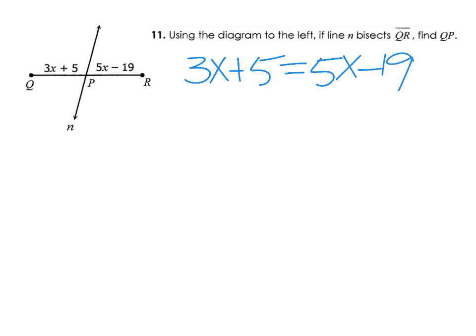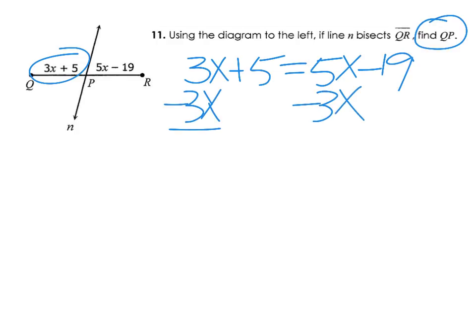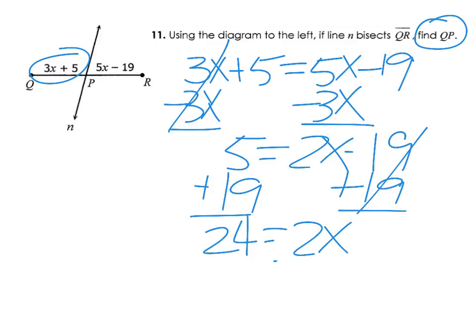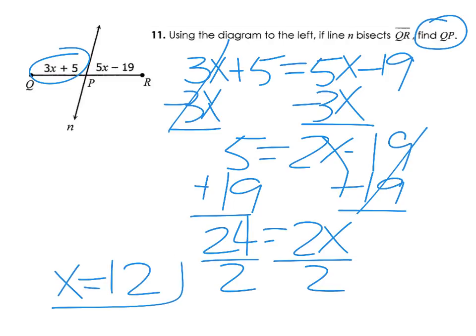Now we can solve for X, and then once we solve for X, we can find QP by just plugging it back into 3X plus 5. So first off, let's solve for X. So we want to get all the X's to one side. These will cancel out. 5 equals 2X minus 19. Add 19 to both sides. These will cancel out. We're left with 24 equals 2X. Divide by 2, and X equals 12.